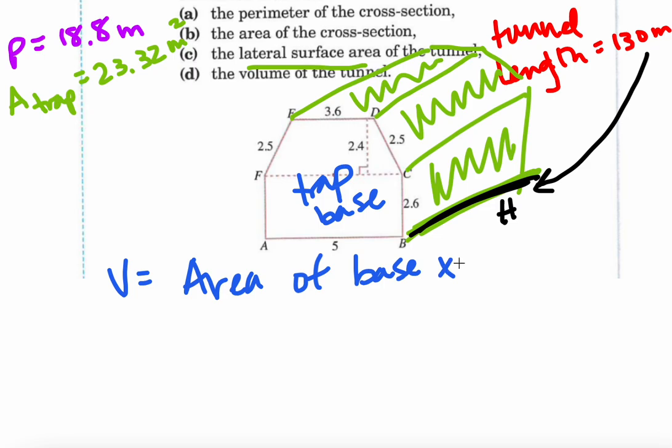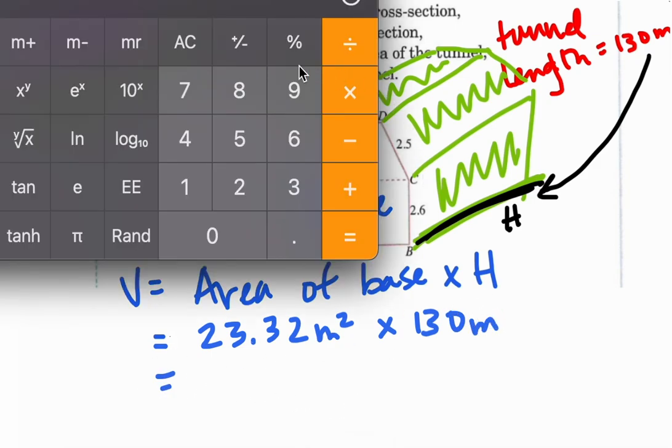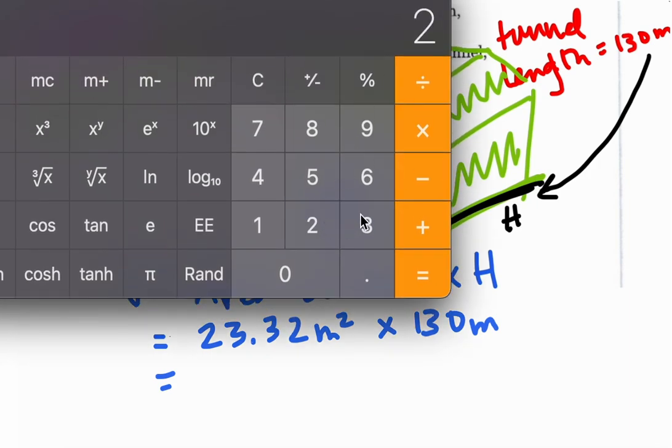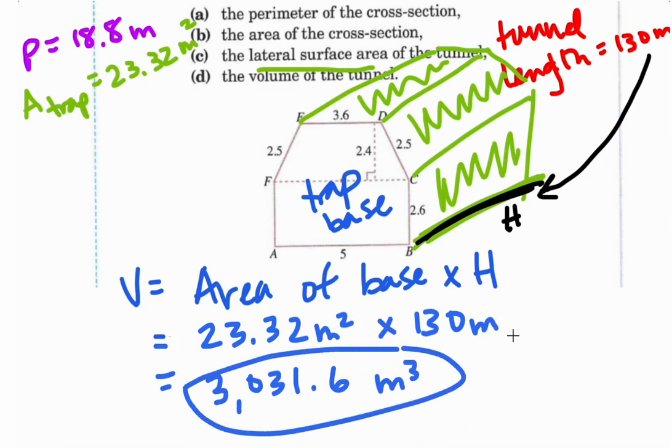Area of the base times the big H, height of the entire prism. So that would be 23.32 meters squared times big H, which is the height of the prism at 130 meters. Put that into my calculator. I got 23.32 times 130, 3,031.6. 3,031.6 meters squared times another meters is meters cubed for my volume.